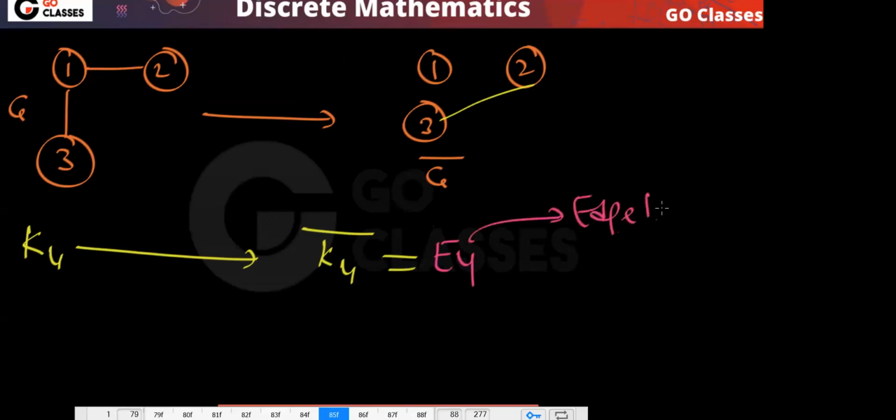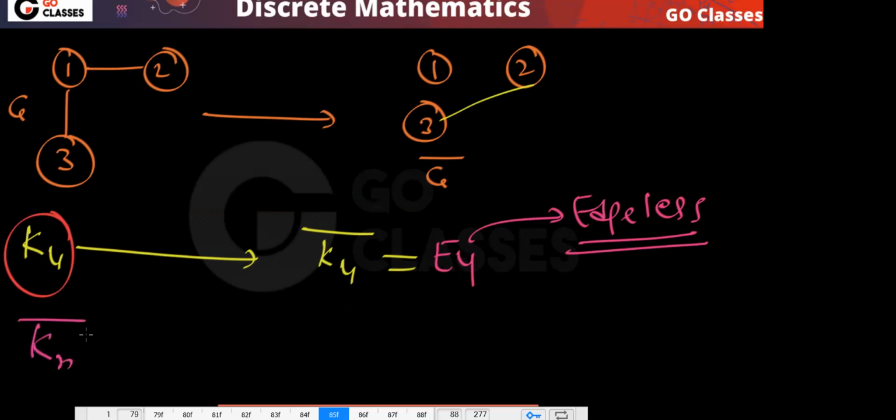This is edgeless. If you want to find the complement of K4, K4 means complete graph, so the complement of a complete graph will be E4, the isolated graph. Yes or no? So I can say Kn complement is En. This is the idea.